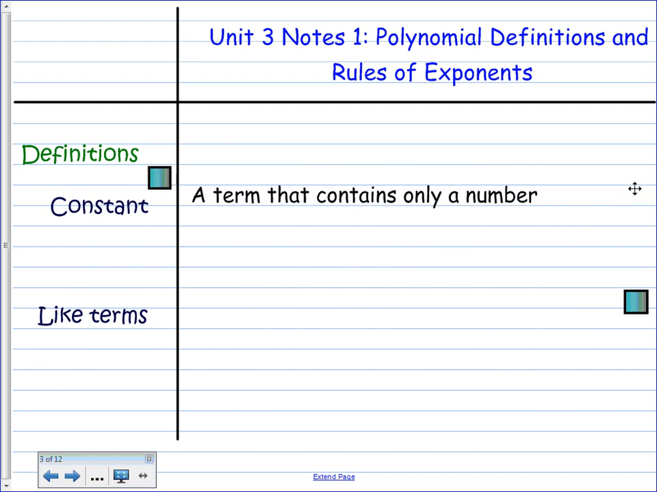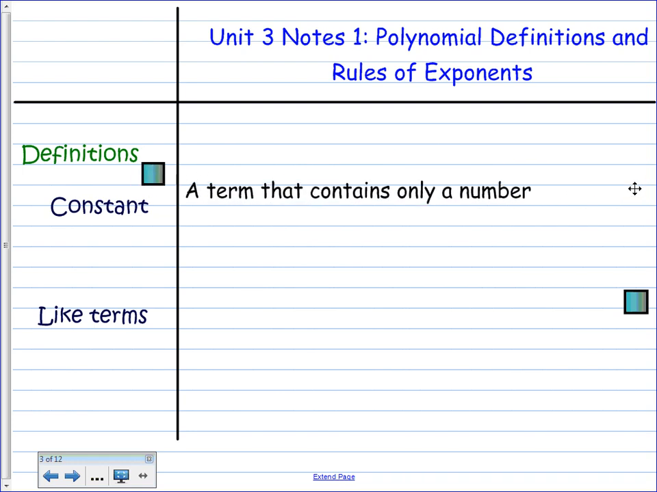All right, let's take a look at a constant. A constant is a thing that is only a number. So sometimes when we write out polynomials, we have 4 at the end, or we have 6 at the end. Whatever it may be, we don't want to have any letters in our constants. Our constants are just a number.